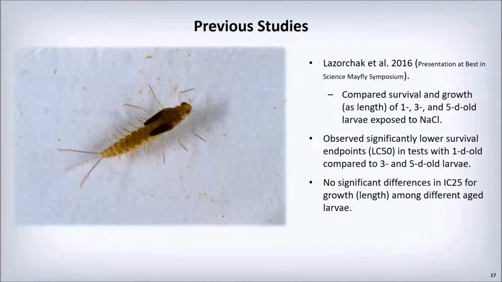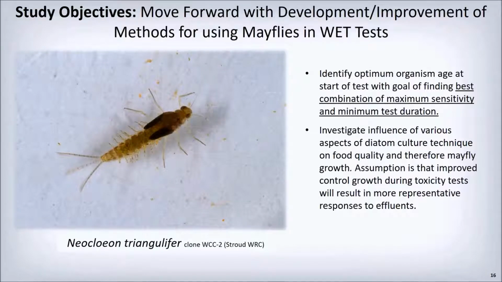So for this effluent testing project, our objectives were to try to move forward with development and improvement of methods for this species using these mayflies. And we had two main things that we wanted to look at. The first was to identify optimum organism age at the start of the test with the goal of finding the best combination of maximum sensitivity and minimum test duration. And then secondly, we wanted to investigate influences of various aspects of diatom culture technique on food quality and therefore mayfly growth. So what makes the food better, with the assumption that improved control growth during toxicity tests will result in a more representative response to effluents. And this is similar to a process we went through with Hyalella azteca, the amphipod, a few years ago.